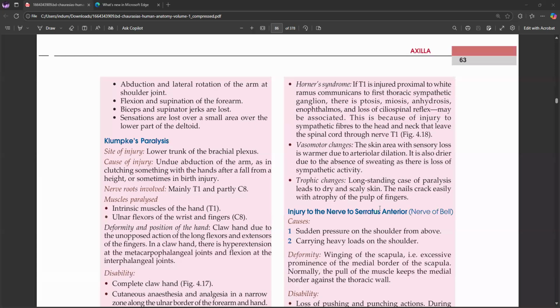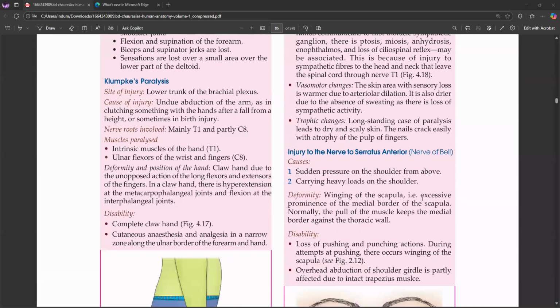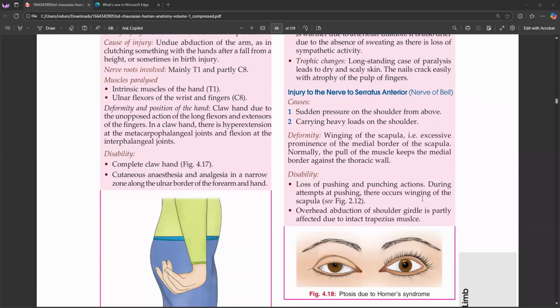Vasomotor changes. The skin area with sensory loss is warmer due to arterial dilatation. It is also drier due to the absence of sweating as there is loss of sympathetic activity. Trophic changes. Long-standing case of paralysis leads to dry and scaly skin. The nails crack easily with atrophy of the pulp of fingers.